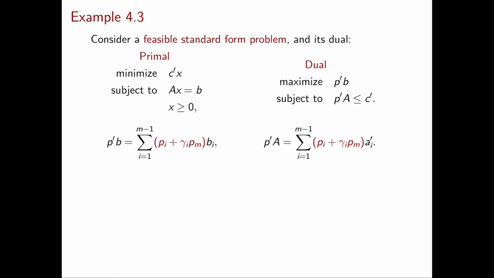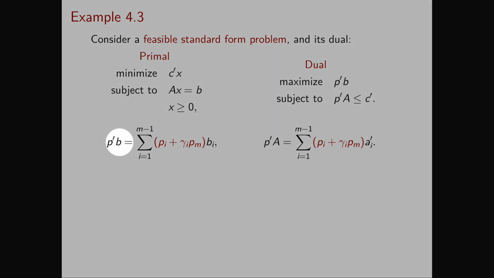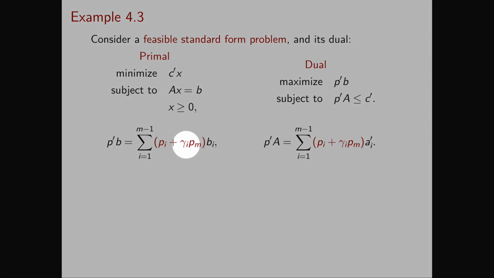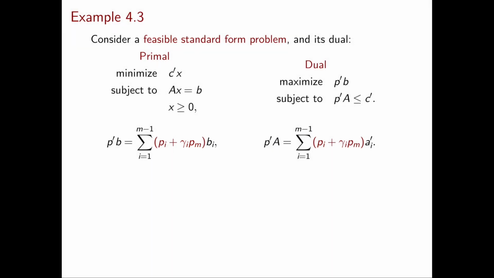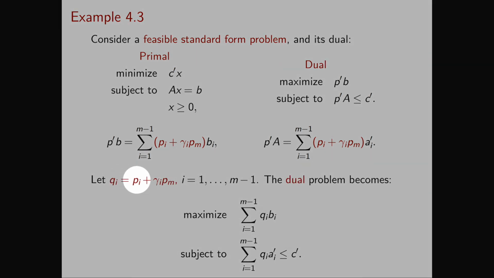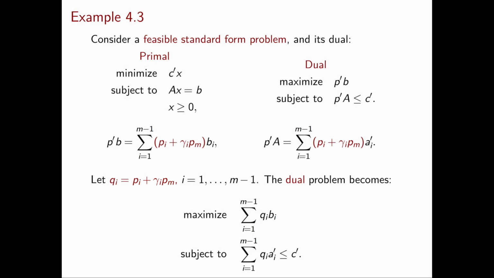So let me recap. We have obtained this formula for p transpose b and this formula for p transpose A. As you can see, these two formulas have a part in common, namely pi plus gamma i pm. The idea now is to replace this quantity with a new variable that we can call, for example, qi. So let qi be equal to pi plus gamma i pm for every i from 1 to m-1.